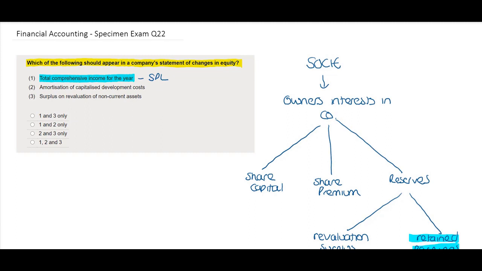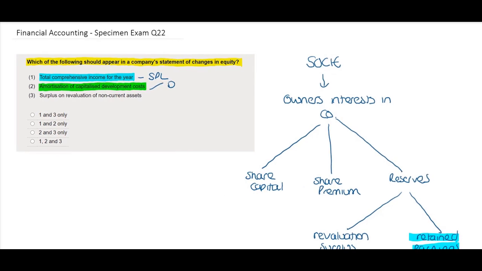Our second option is amortization of capitalized development costs. Amortization is recognised as an expense in the statement of profit or loss. The other side of this reduces the intangible asset in the statement of financial position and so has no impact on the statement of changes in equity.